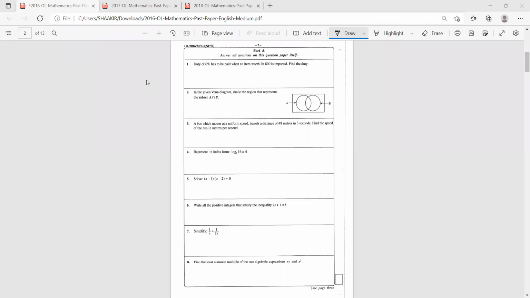Duty of 6% has to be paid when an item worth 800 is imported. Find the duty. Always remember, children, whenever they give a percentage, it is out of 100. Here the duty is 6%. That means out of 100%, the duty is 6%. Therefore, for an 800 rupees worth product, how much do you have to pay as duty?